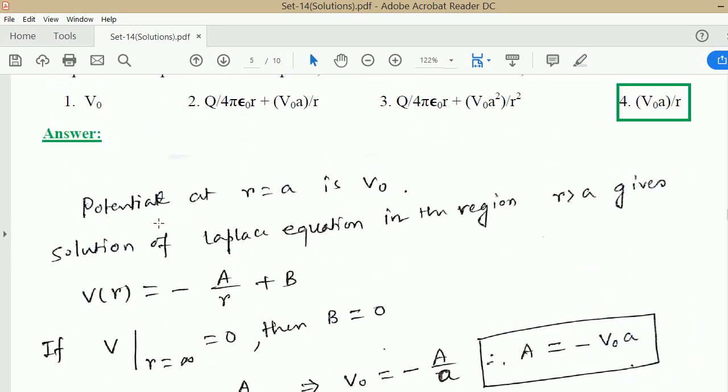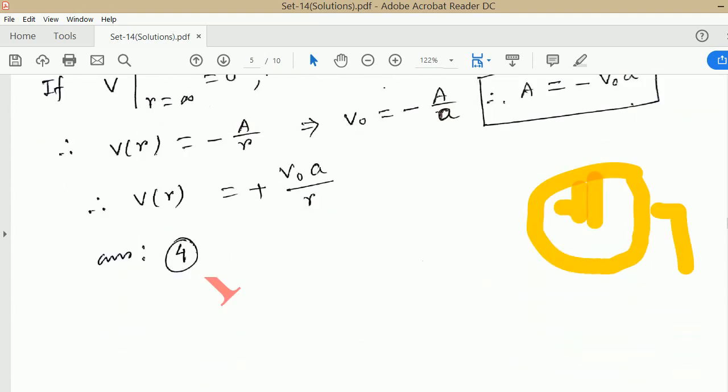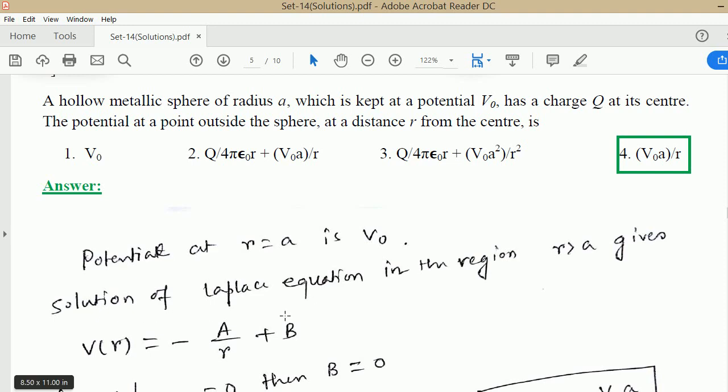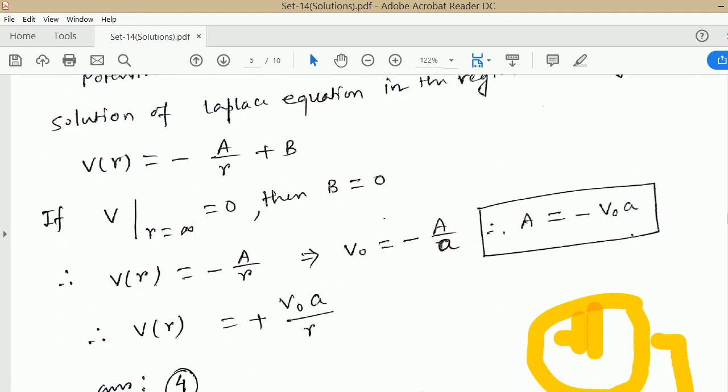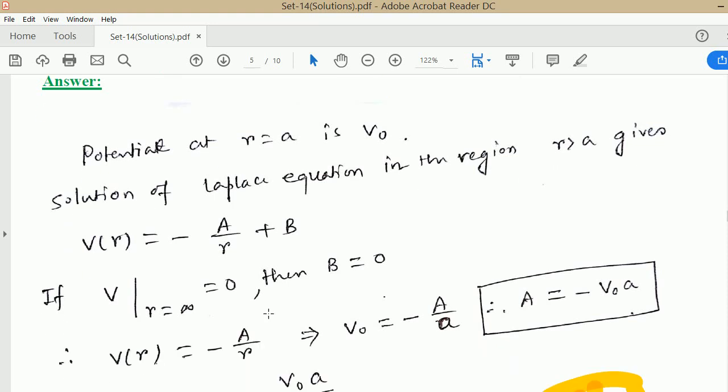Okay, so the potential at r equals a is V naught, and we need the solution of the Laplace equation in the region r greater than a. Suppose this is the radius a, and the solution of the Laplace equation beyond this region is given by this. Now, as you know, the potential at infinite distance will be 0. So if we put r equals infinity in this expression, we get B equals 0.